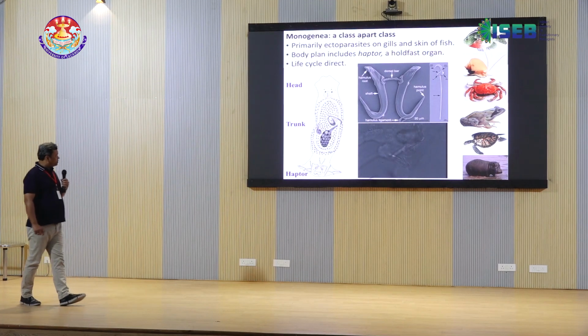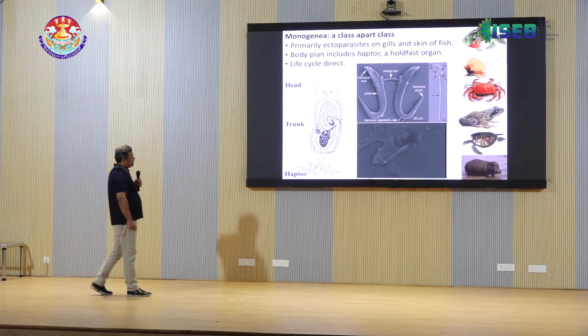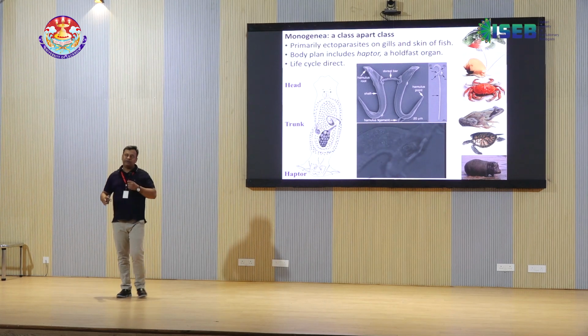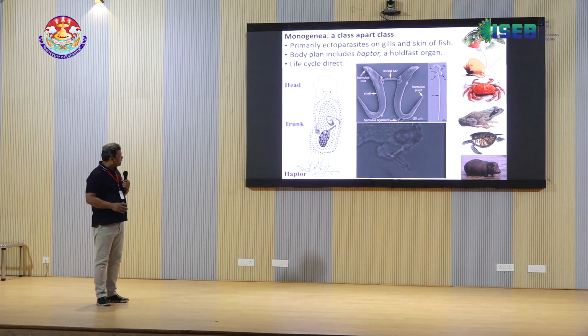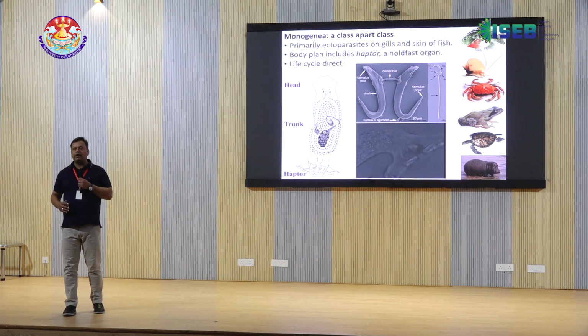Well, their body is very simple. They have a head which has the photoreceptor cells. Then they have the trunk which houses the reproductive and the digestive organs. But then their posterior body part is highly modified and we call it haptor.